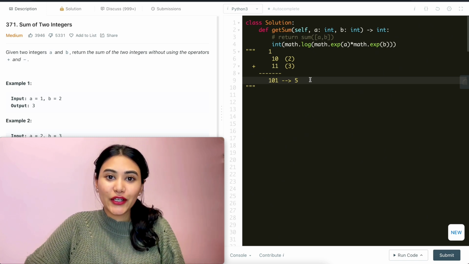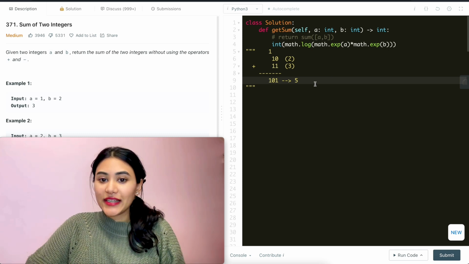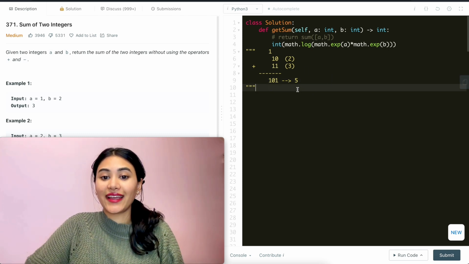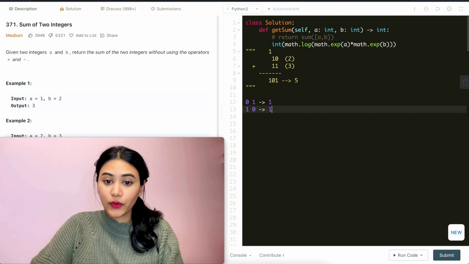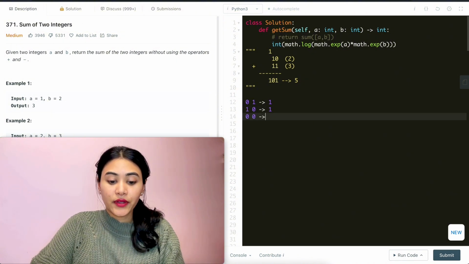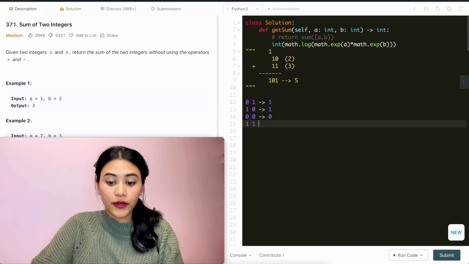Now the only problem here is we can't use addition. So what can we use instead? Well, there is a pattern on how this is being added. If I had 0 and 1, I would output 1. If I had 1 and 0, I would output 1. If I had 0 and 0, I would output 0. And if I had 1 and 1, I would output 0 with a 1 as carry.